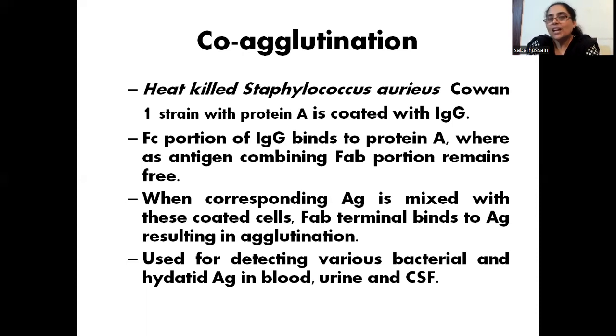So again, what we have done is use a Co-1 strain, because for passive agglutination we have to convert the antigen into a particulate one. Here we have left the antigen-combining portion free while using a carrier molecule. When the corresponding antigen comes in contact with this FAB terminal, it binds to this antigen, resulting in agglutination. This is used for detecting various bacterial and hydatid antigens in blood, urine, and CSF. Hydatid antigen is antigen that has a cyst and fluid in it.